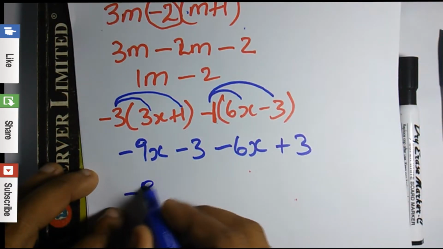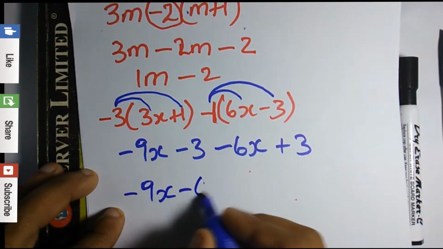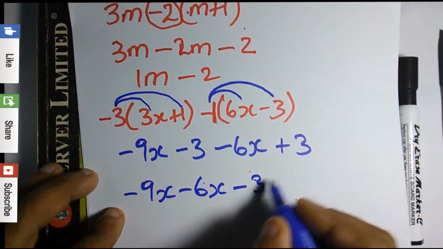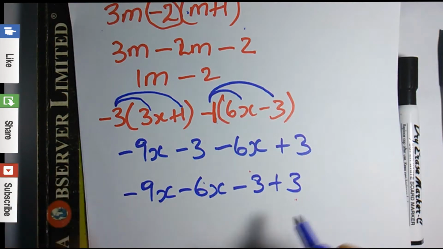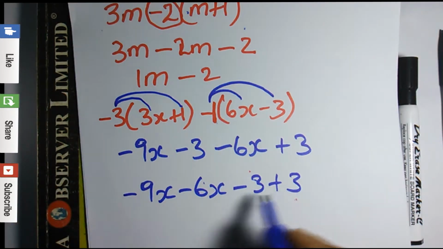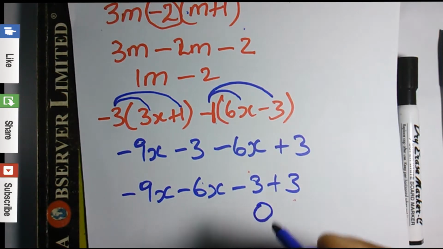So we have minus 9x minus 6x minus 3 plus 3. Now for this section of the question, if you realize we have the same number but opposite signs, so they will cancel out each other to 0.